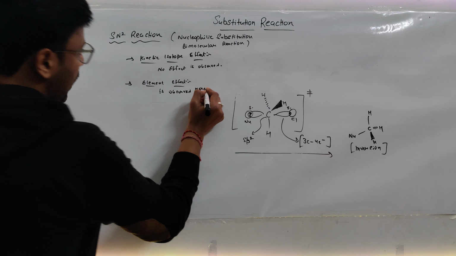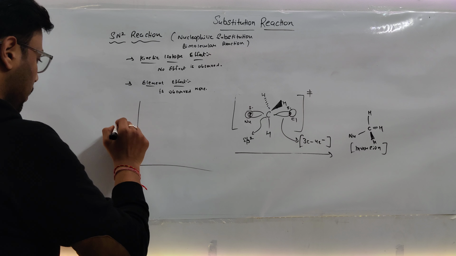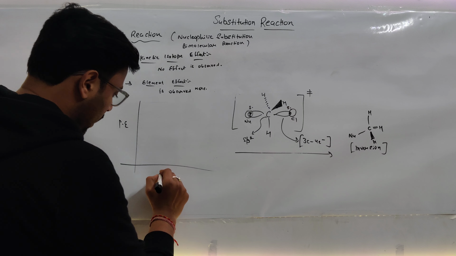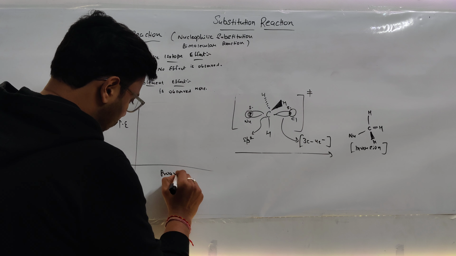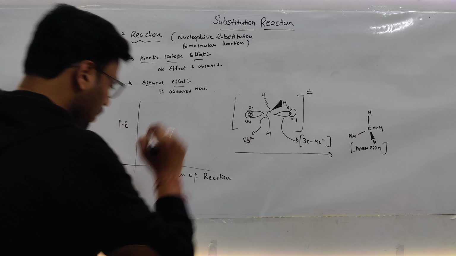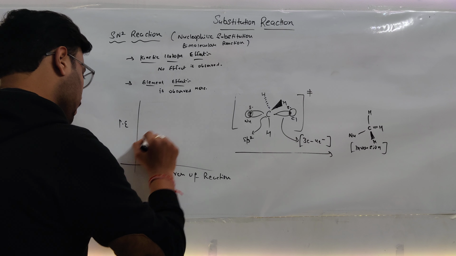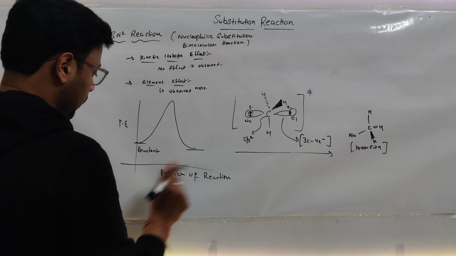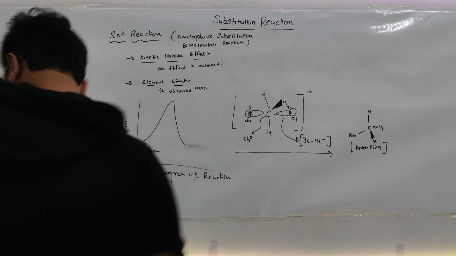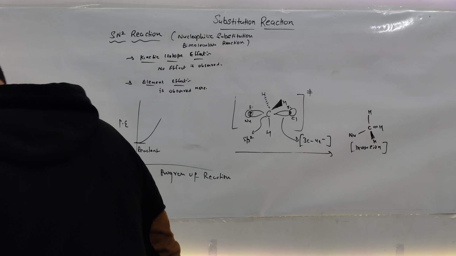And what is the potential energy diagram of this reaction? We take potential energy on one axis, and this is the progress of reaction. This is our reactant, and this is a one-step reaction, so the graph would look like this. The product is going to be lower, because the reaction is going to proceed.